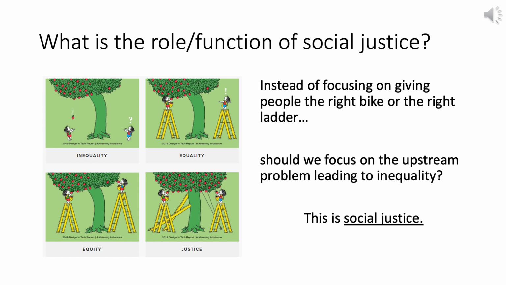Meaning we can continue to provide people with ladders so that they can reach the apples, or we can ask ourselves, what is it that is making these apples unattainable without the use of some size ladder? And that is where we get into this concept of social justice. So I like this picture because you'll see on the bottom here, that the tree is leaning one direction, which gives the person on the left an unfavorable advantage. However, if we can sort of straighten things out and minimize those underlying problems, we can hopefully reduce health disparities.